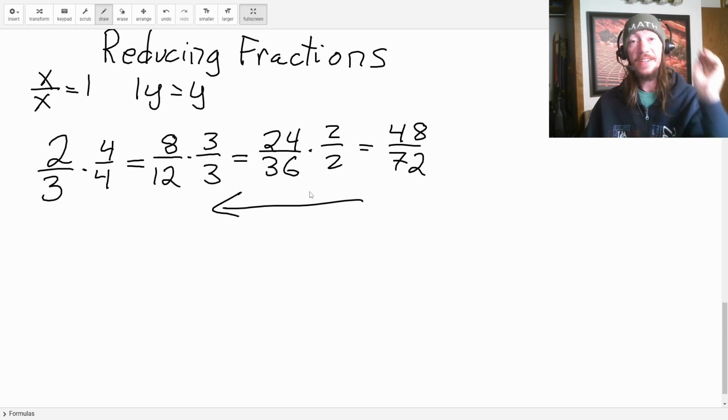So reducing fractions is just a matter of undoing this process, going backwards in this direction. We want to work with the smallest possible reduced fraction because these are easier numbers to work with than bigger numbers.